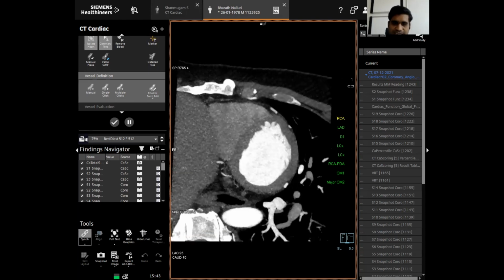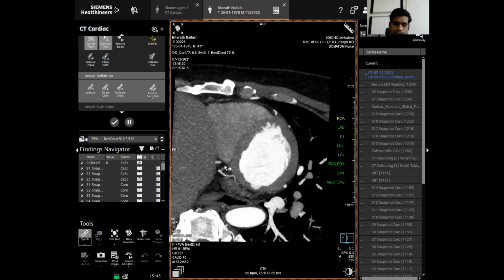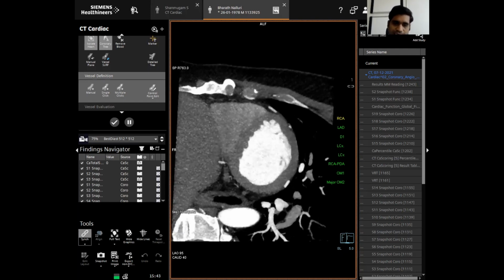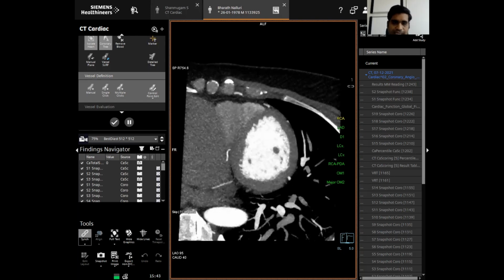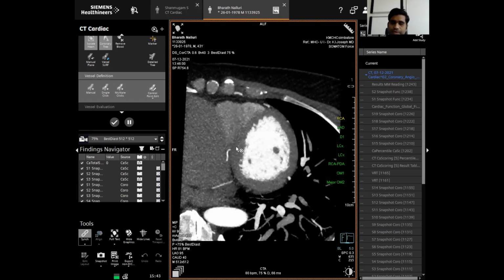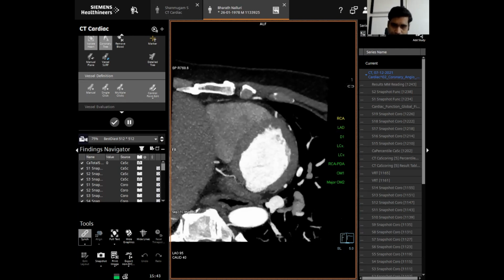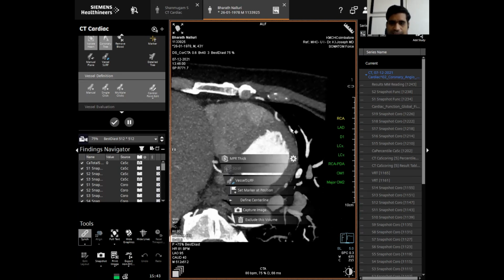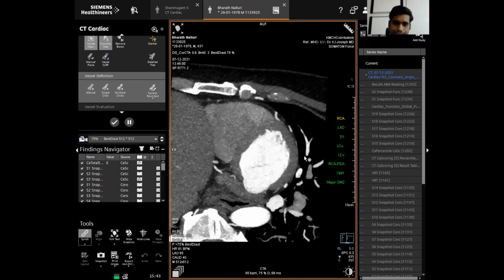Now, what is the importance of the crux? The artery which supplies the PDA is the dominant artery. In this case, the right coronary artery gives rise to the PDA, so this is right dominant. In a few cases, the PDA arises from the left circumflex artery. That is left dominant. In a few cases, both arteries supply the PDA. That is codominant. So that finishes the coronary artery anatomy.